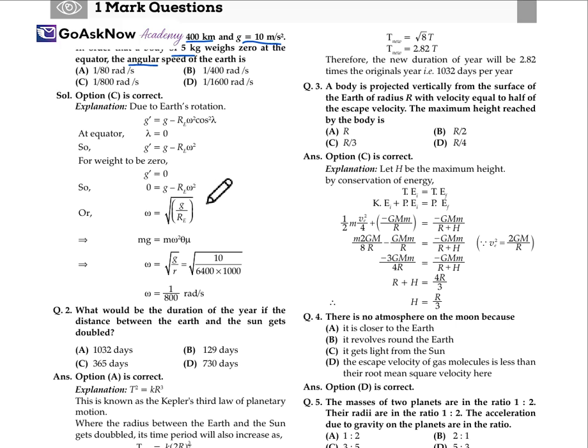So 0 is equal to g minus Re omega square, and we get omega is equal to the square root of g upon R. When we substitute the values of g and R, 10 and 6400 into 1000, we get omega is equal to 1 upon 800 radian per second. This will be the angular speed of the earth.